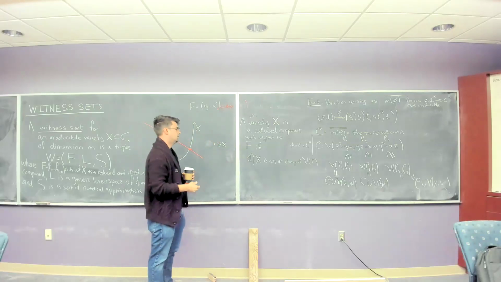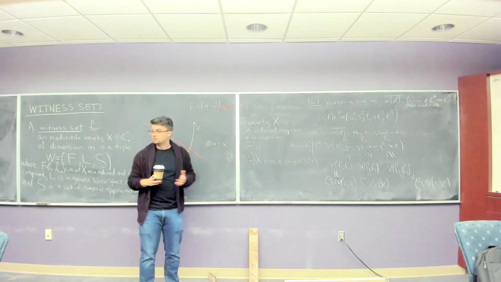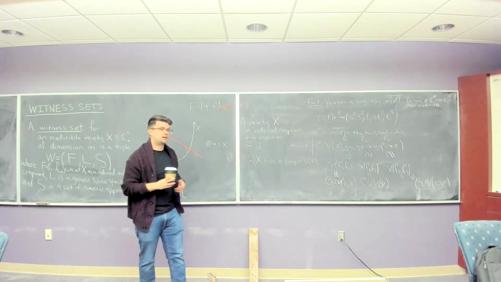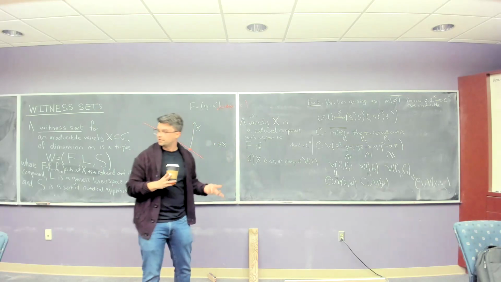First thing we need is that X is indeed a component. So if you're some union of varieties, if you want to be a reduced component, you better first be a component.